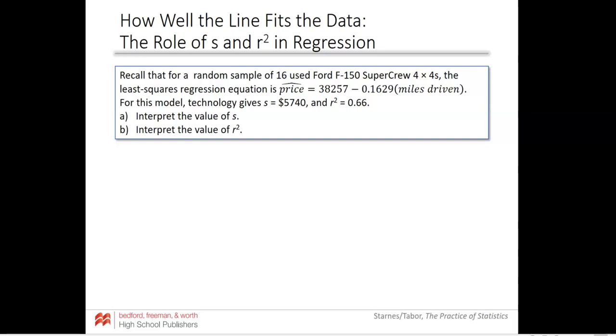But okay. So in this one, we're talking about that same Ford truck. And so interpret the value of S. So think about S. S is the standard deviation of the residuals. The number there is given to us. It's $5,740. So the typical deviation or distance from the actual price of the truck to the predicted price of the truck is $5,740. That's the typical distance between the actual price and that.